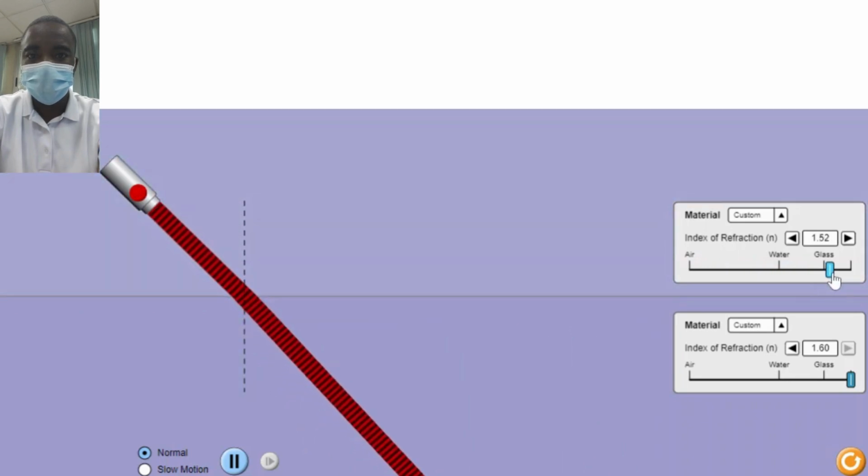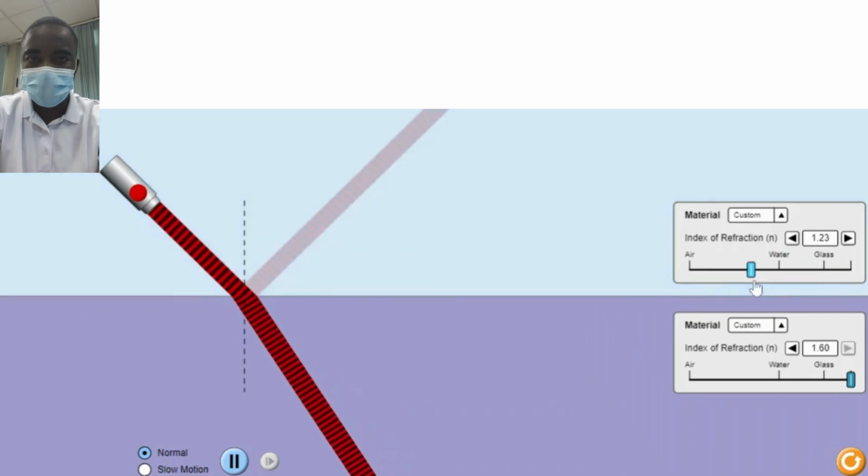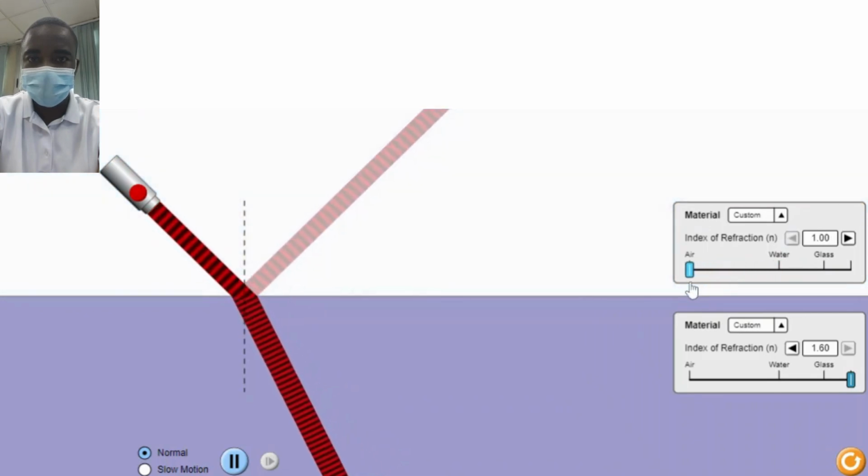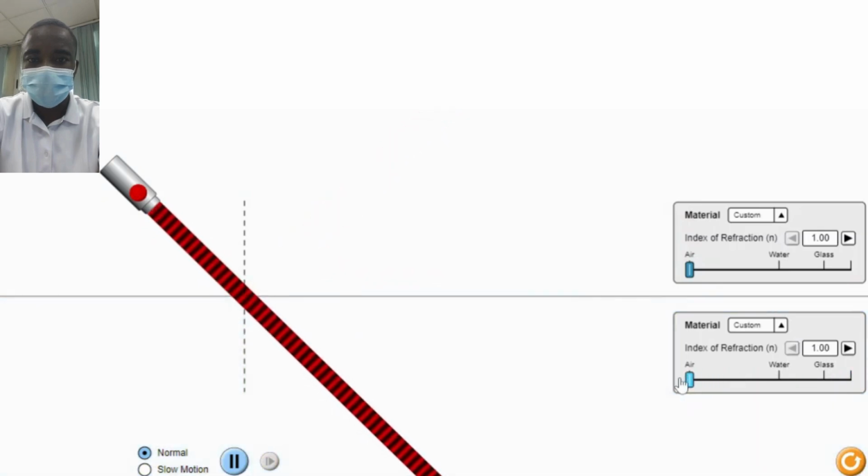The simulation allows students to explore the bending of light between two media with different indices of refraction. The index of refraction is a measure of how much the speed of light is reduced in a particular medium compared to its speed in a vacuum.